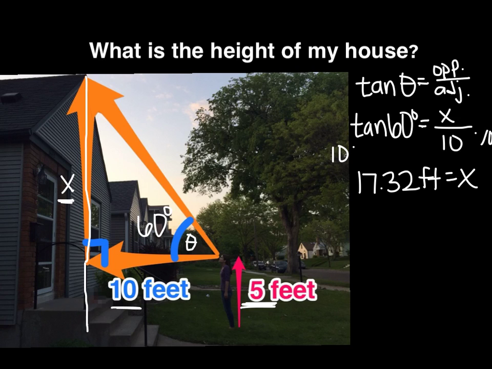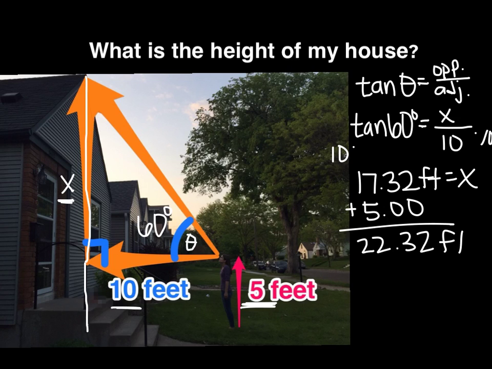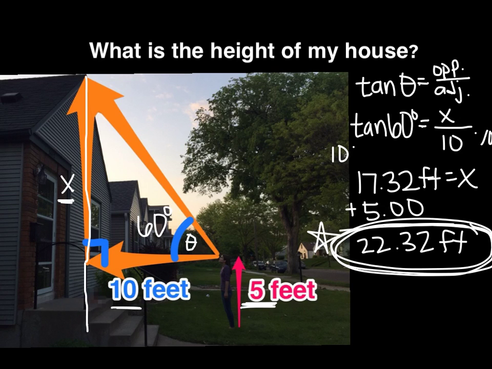So for my eye height, I'm going to add 5 feet to my answer, and I get 22.32 feet. So I used some right triangle trigonometry to help me calculate the height of the house without even having to get a ladder and measure it myself. Pretty neat. All right.